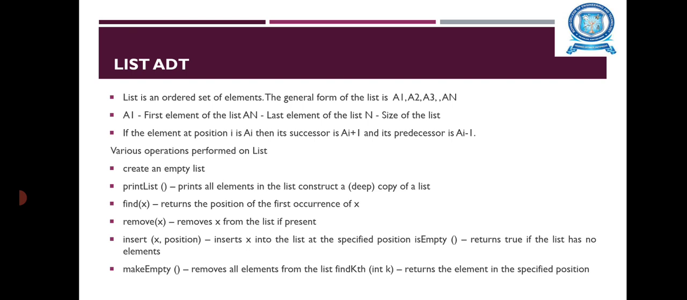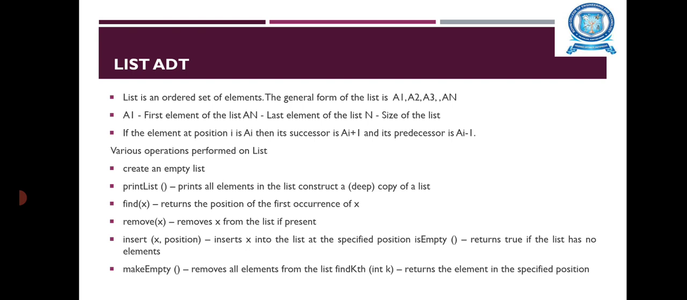The various operations performed on list are, first one is create an empty list. Then second, print list. This operation is used to print all the elements in the list. Construct a copy of the list. Then next one is find of X. This operation returns the position of the first occurrence of the particular element X. Then remove of X. This operation is used to remove the X element from the list if present. Then insert of X comma position. This operation inserts the X into the list at the specified position.